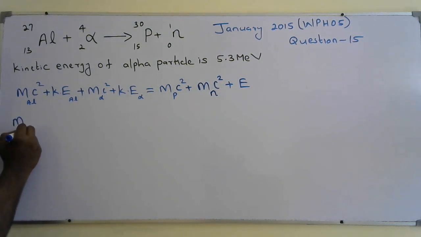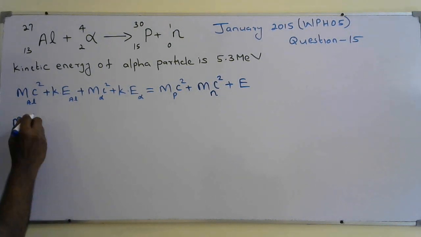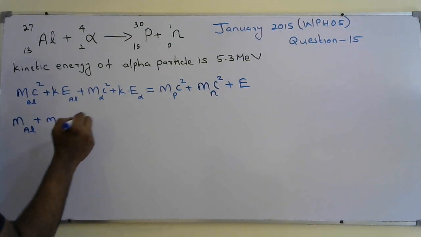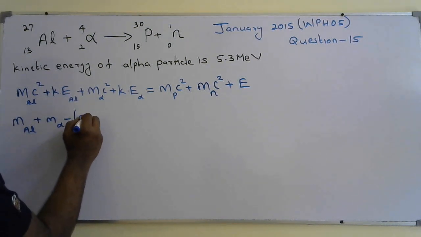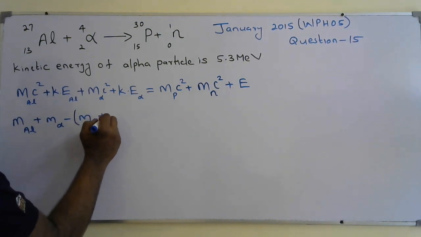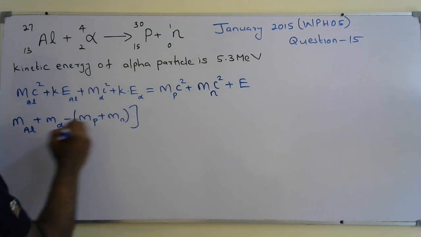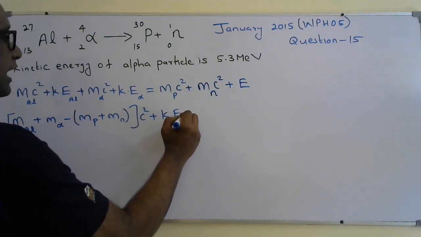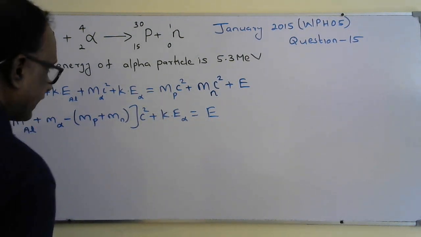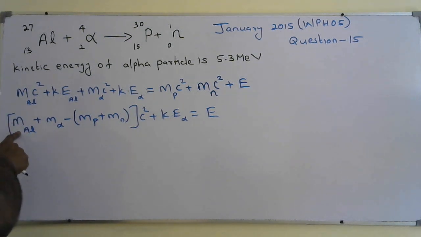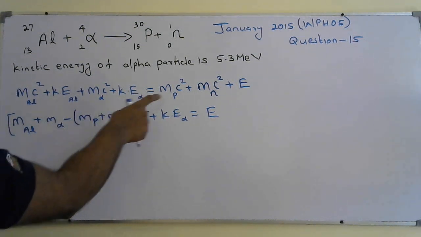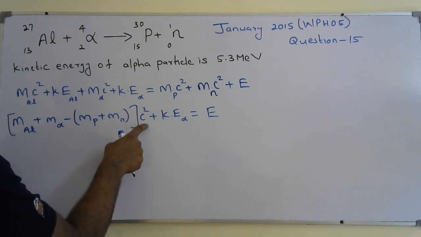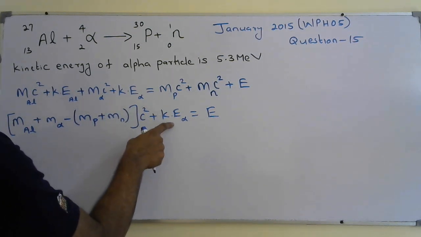Mass of aluminium plus mass of alpha minus mass of phosphorus plus mass of neutron, times C squared, plus kinetic energy of alpha is equal to E. I rearrange it, that's all. Mass of aluminium plus mass of alpha minus mass of phosphorus and mass of neutron, altogether C squared. I took the C squared commonly, plus kinetic energy of alpha.